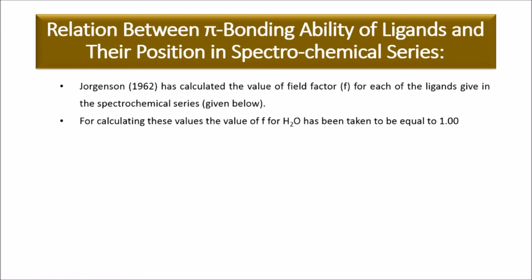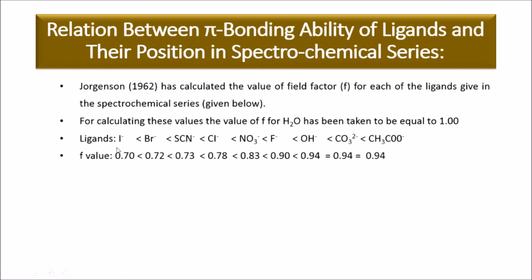Water ligand, that is 1.00. Now other ligands, if they have a value more than 1.0, can be placed in higher energy order, and if a ligand has less than 1.0, it will be placed lower than the water molecule in the spectrochemical series. So let's see the values of this F, that is the field factor value. These are the ligands: iodine, bromine, thiocyanide, chlorine, nitride, fluoride, hydroxide, carbonate, acid, or we can say acetate ion, etc.